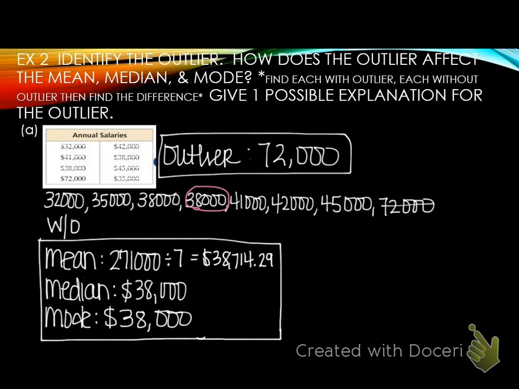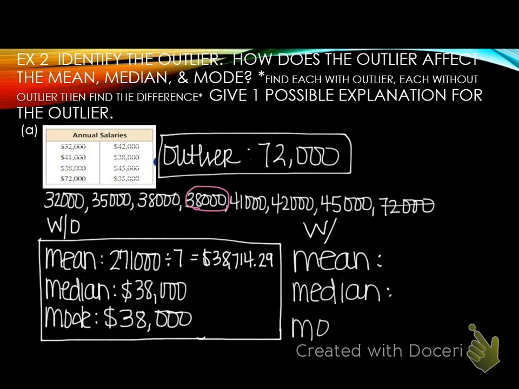Now, the second list we're going to do is going to be with the outlier. So again, I would identify that this is going to be with, and I would write mean, median, and mode again. We're going to do it all again. But this time, we are not going to cross out the outlier. This time we're going to keep and use the outlier. Now guys, listen, please don't make this more complicated than you have to. You already added up 7 numbers. What did you get when you added up those first 7 numbers?